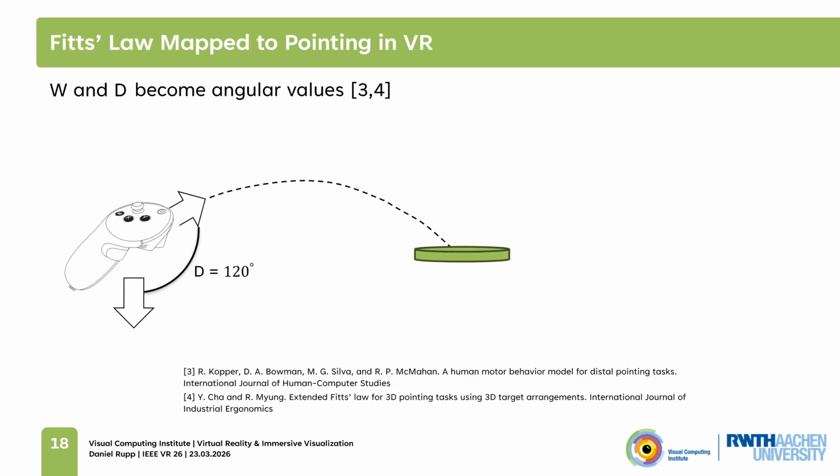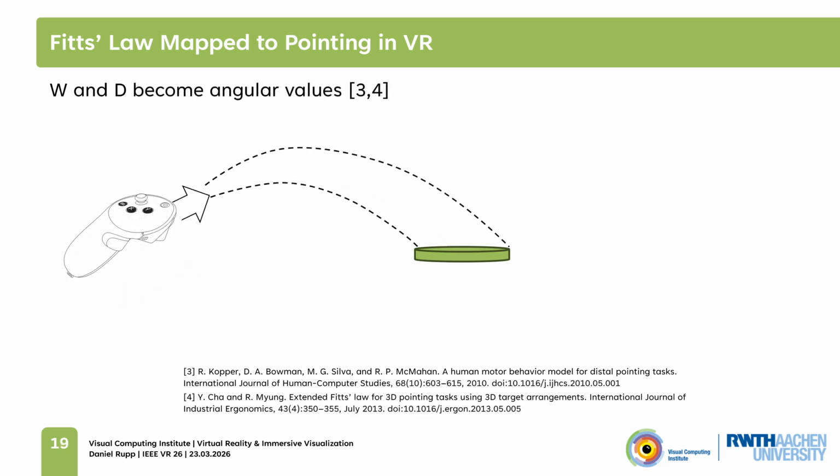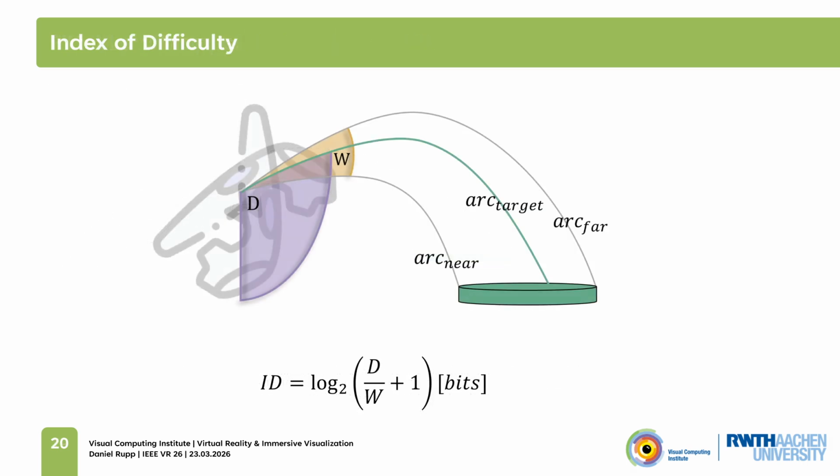So in our case, the distance might be something like 120 degrees. The width of the target platform is then the angular difference between the controller angle that just reaches the short side of the platform and the angle that just reaches the far side. So it might be something like 8 degrees. Using these values, we can then apply the ID formula from Fitts' law to obtain a value that encapsulates the selection difficulty for each teleport.